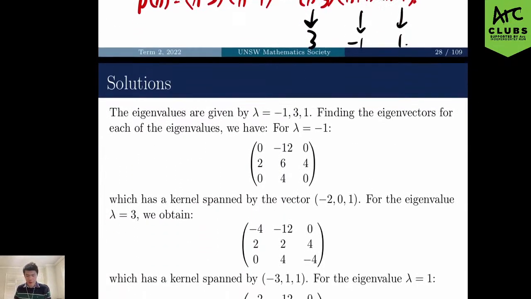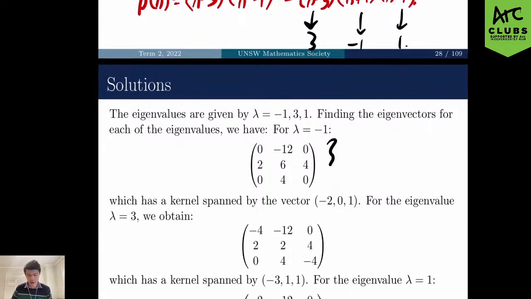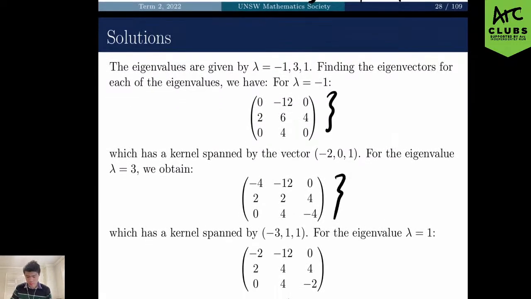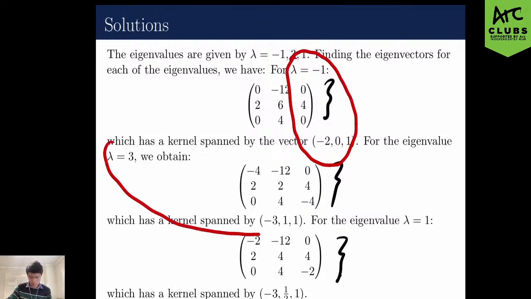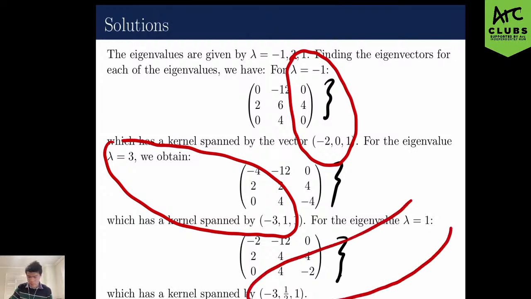Okay, so all we have to do is just find the kernels, right? I won't go through this actually, but all you have to do is find the 3 different eigenvalues and eigenvectors. So first of all, we've got this. Then we've got this. And lastly, we've got this.